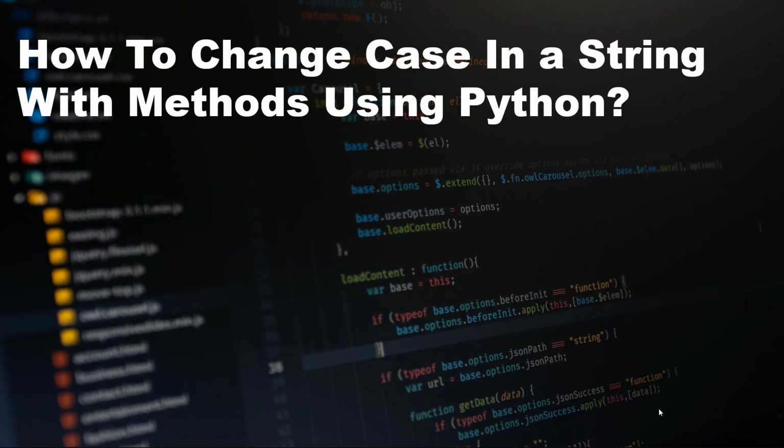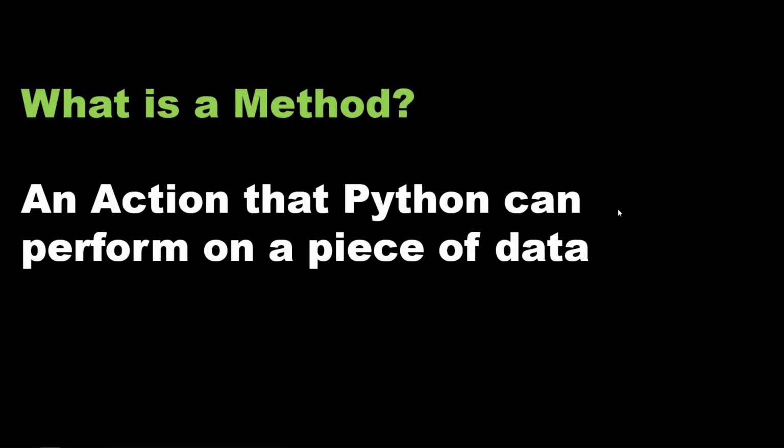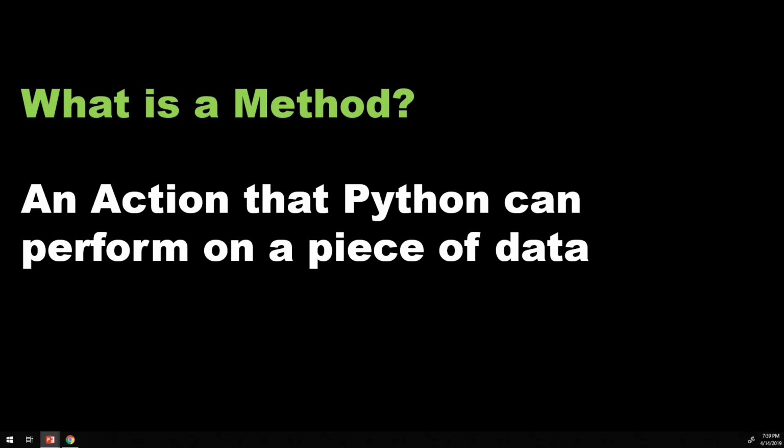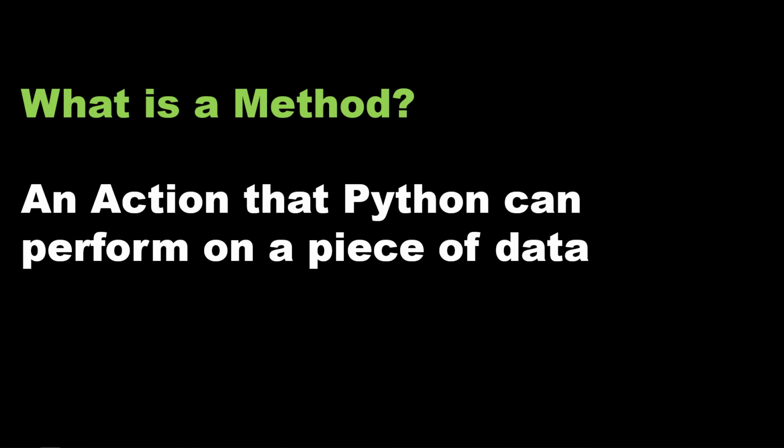In this video, I'm going to introduce the concept of methods in Python and manipulate strings using these methods. Now, what's a method? A method is an action that Python can perform on a piece of data. One of the simplest tasks that you can do with strings is change the case of the words in a string. If you don't know what strings are, please go to my video on strings. I have linked the video in the description below.